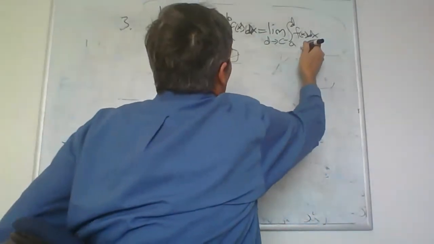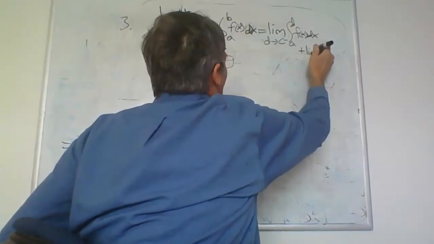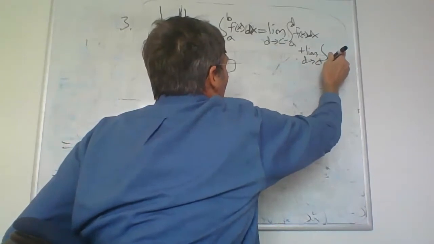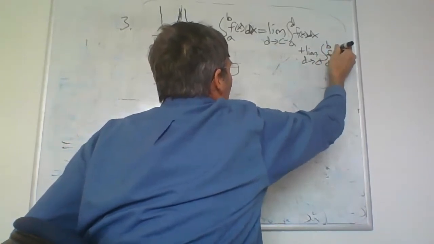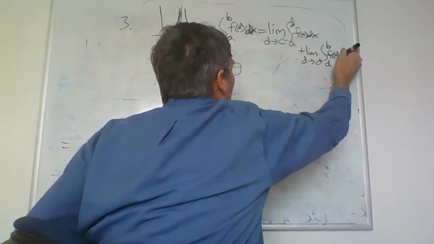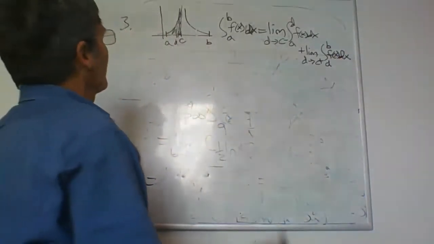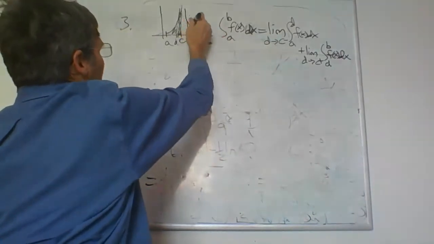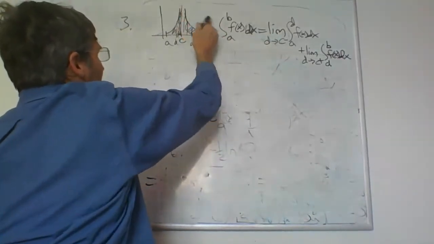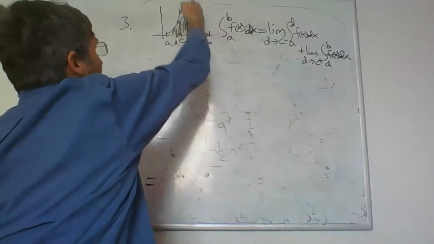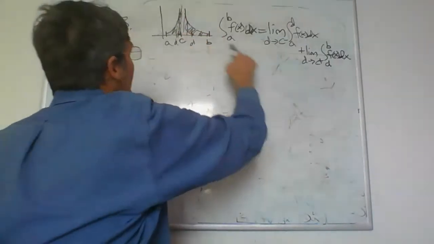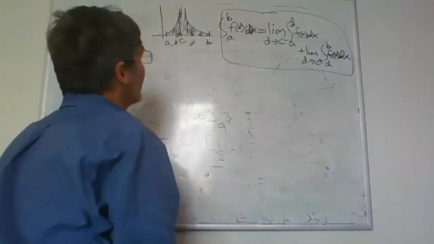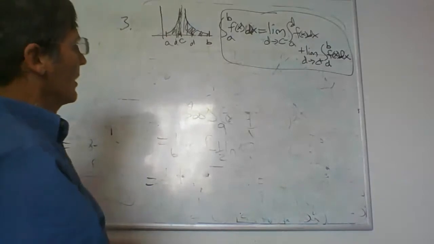Then you add to that the limit as d goes to C from the right of the integral from d to b of f of x dx. So that'll be formula 3. That one's calculating the area under the curve from d to C, and then making d a little smaller, taking this area, making d a little smaller, taking this area. In the limit, it calculates this area on the right. And so you're taking this one on the left and this one on the right, and their sum is the value of the integral with an infinity in the middle.